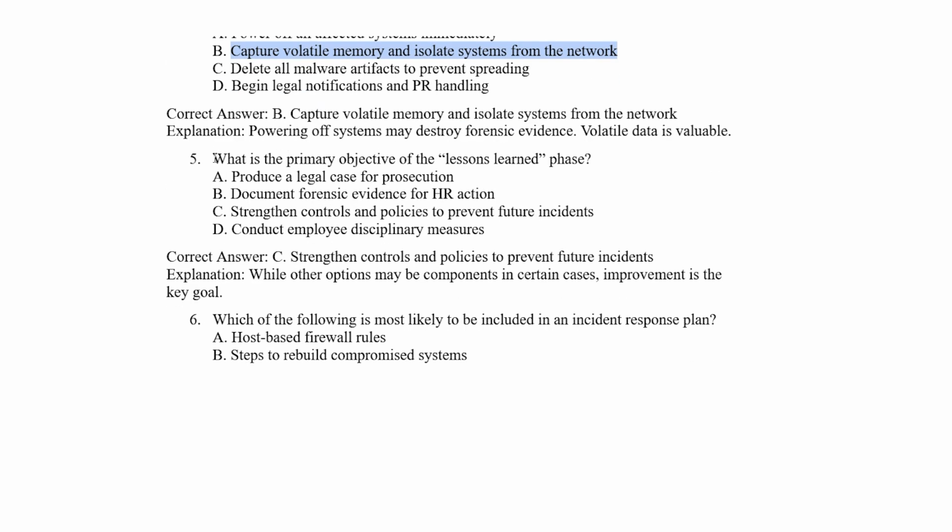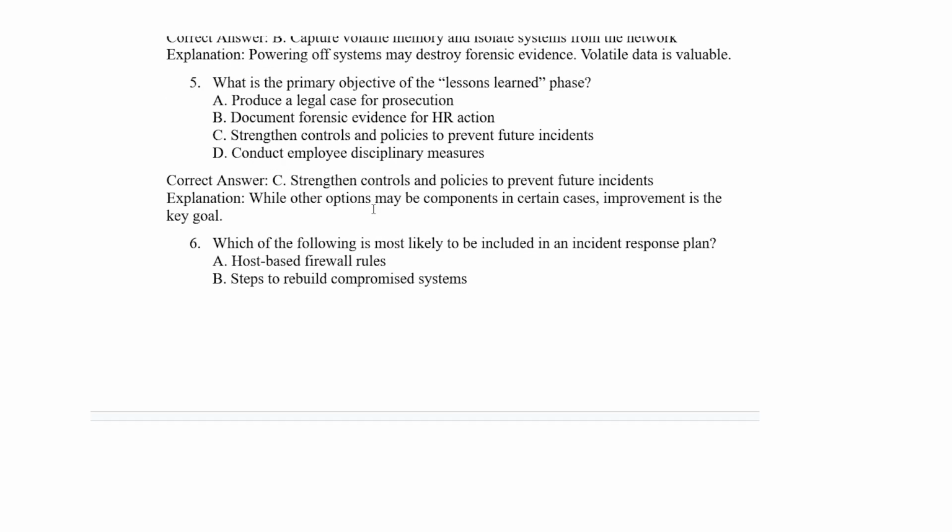Now, for number 5, what is the primary objective of lessons learned? As we said, you have learned your lesson in order to prevent future incidents. That's why you're learning the lesson. Strengthen the control, work on your security policies, work on whatever you need to work on to make sure that the incident doesn't occur again. That is the main aim. It is not to produce a legal case or forensics for HR action or to conduct employee disciplinary measures. It could happen in lessons learned, but that's not the primary objective. As you can see, the question says the primary objective of lessons learned.